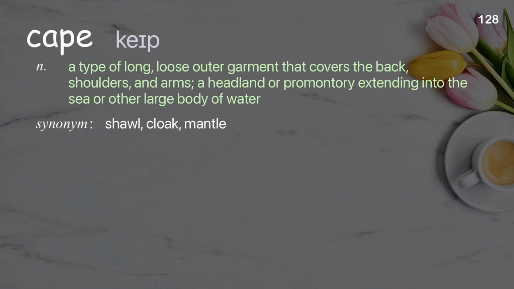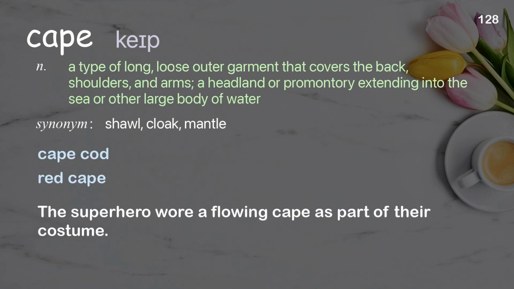Cape. A type of long, loose outer garment that covers the back, shoulders, and arms, a headland or promontory extending into the sea or other large body of water. Examples: Cape Cod, Red Cape. The superhero wore a flowing cape as part of their costume.